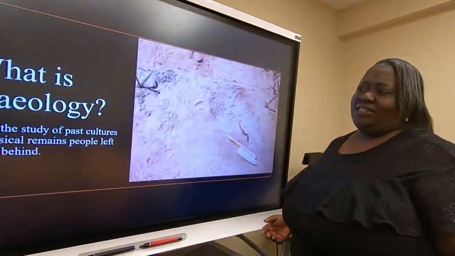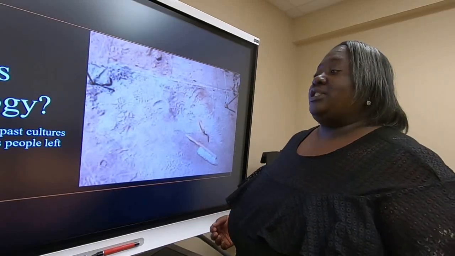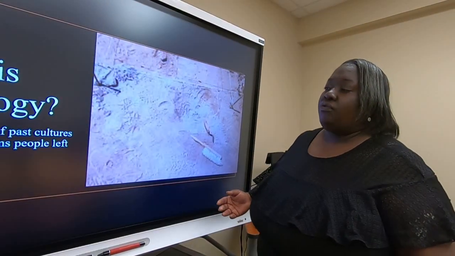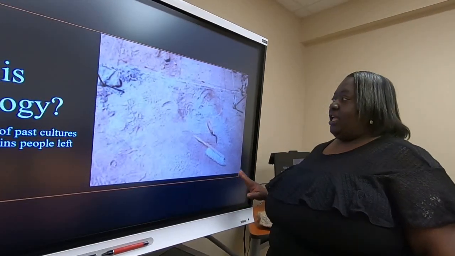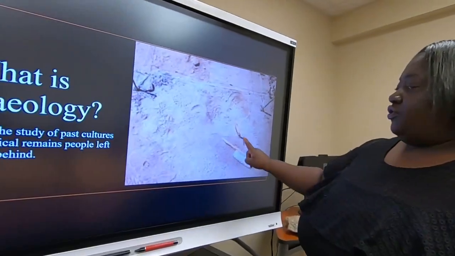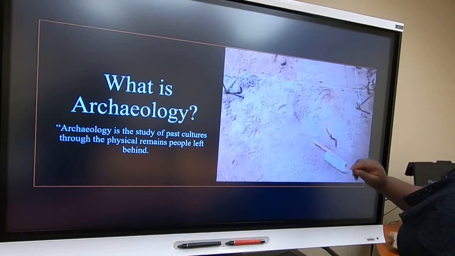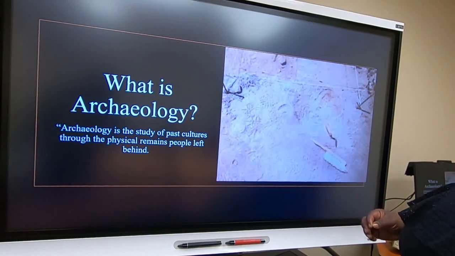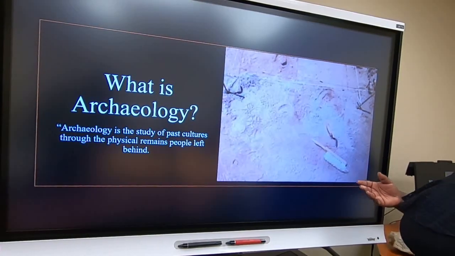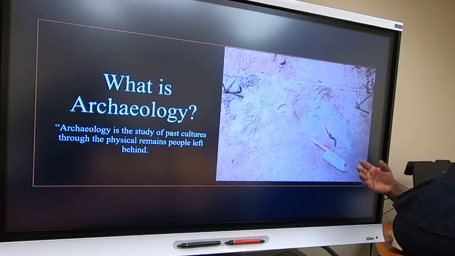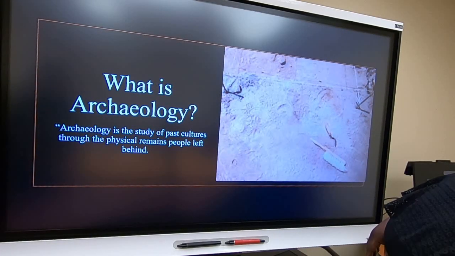What is archaeology? Archaeology is the study of past cultures through the physical remains people left behind. If you notice in your picture, you see a brush, you see a fork, where they dig in the ground to find different artifacts so they can discuss what is in this ground and where it came from.